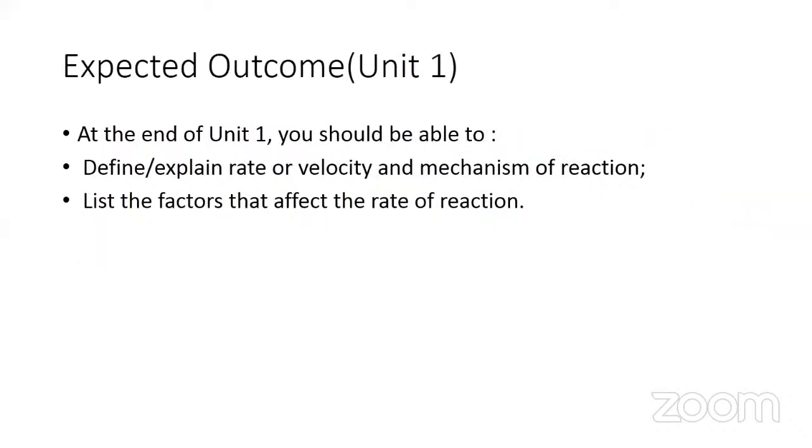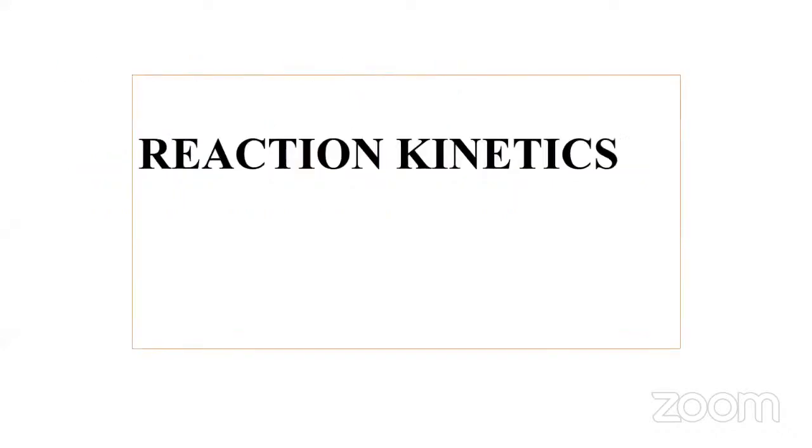And I continue with the expected outcome at the end of this Unit 1. I said you'll be able to define or explain the rate, or velocity, or mechanism of reaction, and link the factors that affect the rate of reaction. So I've explained to you what you understand by reaction mechanism, which falls under reaction kinetics. And kinetics answers the question: how fast, and how is the reaction occurring?